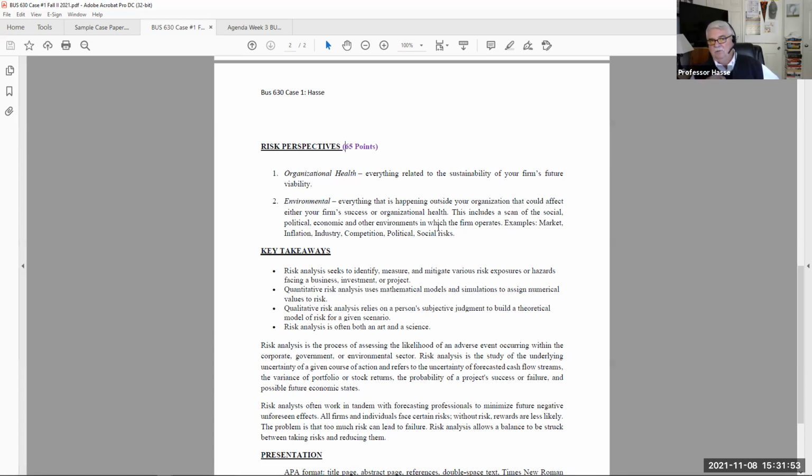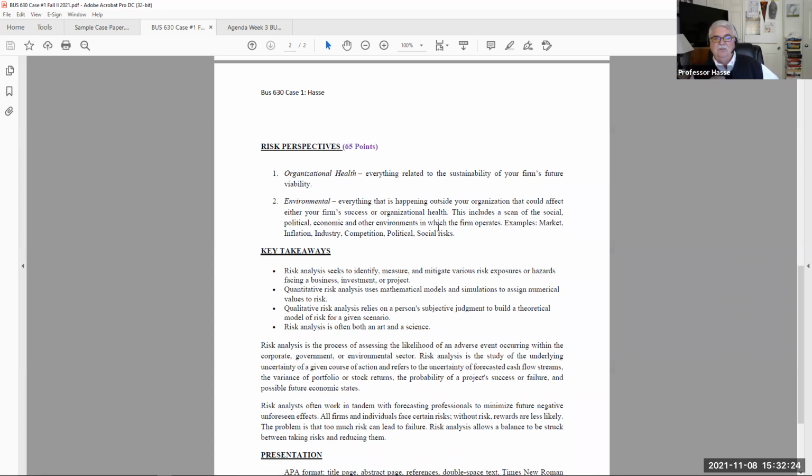I want you to explain that to me. And what is the environmental risk? Everything that's happening outside of your organization that could affect either your firm's success or organizational health. If your company makes nuclear reactors, I would think the environmental risk of your company is pretty great. Not too many political or social issues now support nuclear power. Very tough for sustainability and pollution.